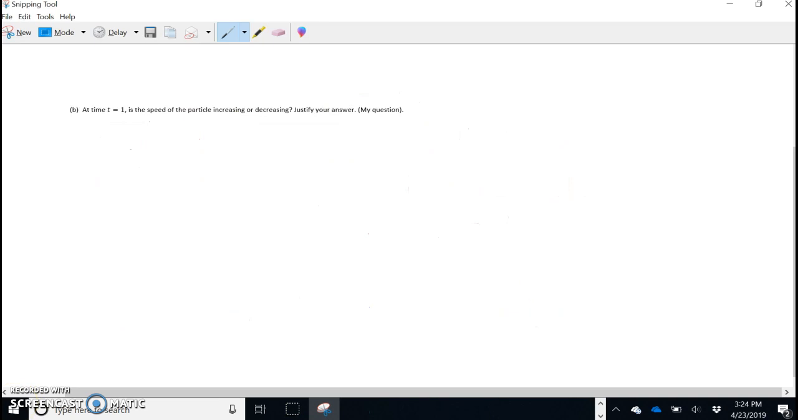Okay, part B: at time t equals 1, is the speed of the particle increasing or decreasing? Justify your answer. This was covered in our first key levers. So for the speed of the particle to be increasing or decreasing, you can make a little note to yourself: our strategy is going to be to compare velocity and acceleration. If I can do that and gain some insight into the signs of those two functions, I'll be able to draw a conclusion. So let's recall from part A.